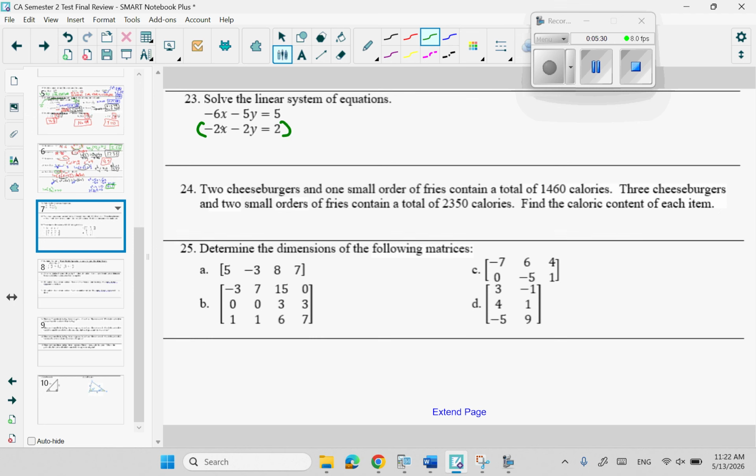I can just multiply this bottom one by -3. So then I would get positive 6x plus 6y equals -6. And if I don't change the first one at all, I can combine these two together. My x's eliminate. -5y plus 6y gives me just y. 5 minus 6 gives me -1. So I get a -1 for the y. With that, I can take that value and plug it into one of my two original equations. It doesn't matter which. For the sake of argument, I'm going to pick the first one.